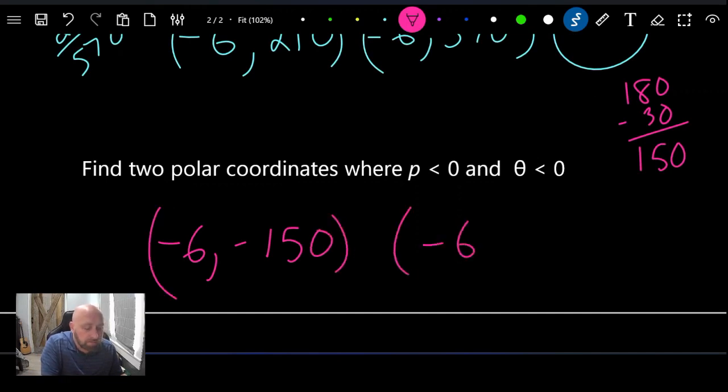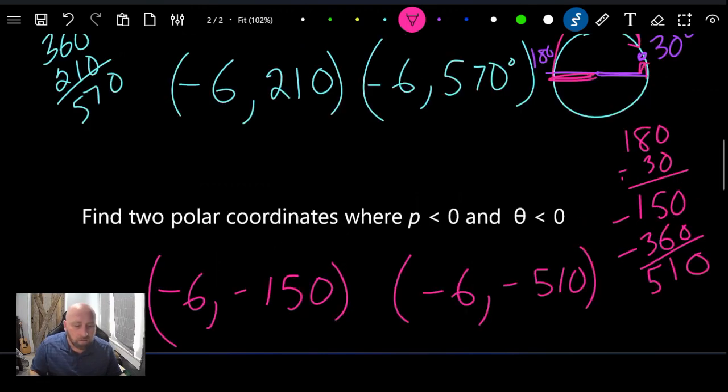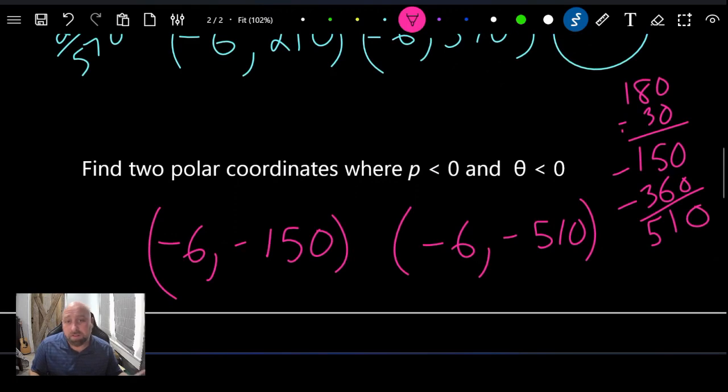And then the next one, we would wrap again with a negative 360. So we're going to keep going 360. We could add those, it'd be negative, negative, and that's going to give us negative 510. All right, so there's your answers to that. Not extremely complicated, but it does take a little bit of mental processing just to figure out which kind of movement you're making on those coordinate points.